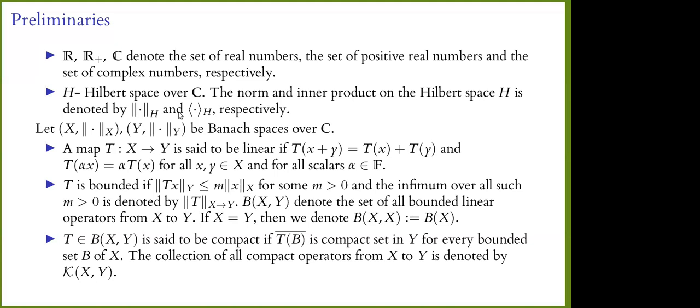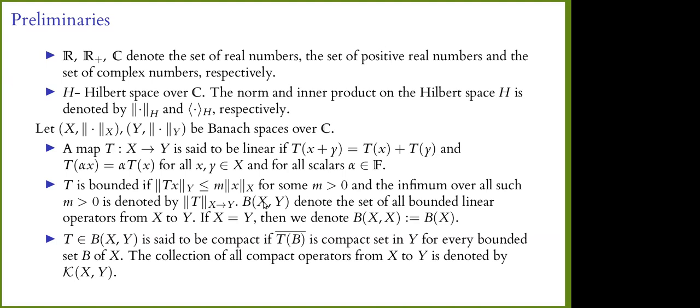And whenever X and Y are Banach spaces, we say a map T from X to Y is linear if it preserves vector addition and scalar multiplication, and it is said to be a bounded operator if we can have a non-negative number M such that T satisfies this inequality, and the infimum over all such M is denoted by the norm of T from X to Y, and it is known as the operator norm of T.